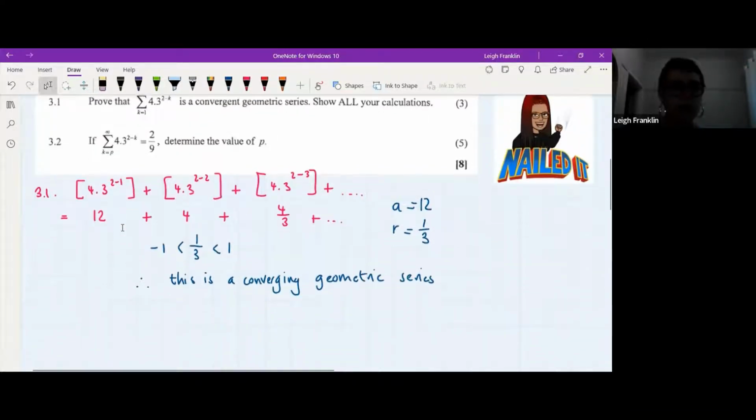Okay, question 3.2. So this is the interesting one. This is the one that I've been wanting us to get to. Okay, let's have a look at this. 3.2 now, Matrix. They say if the sum to infinity of 4 times 3 to the 2 minus k from k equals p is 2/9, determine the value of p. Okay, so they want us to solve for p.